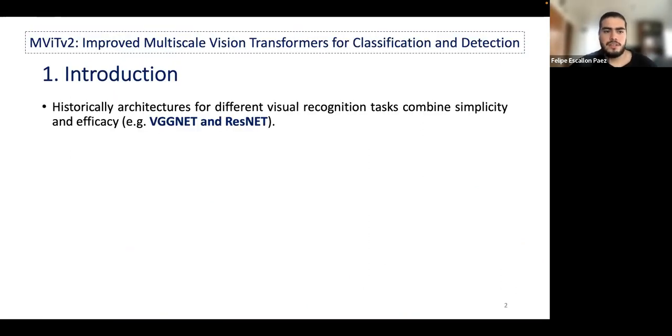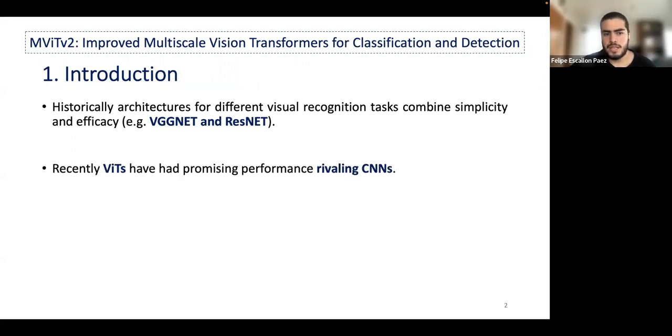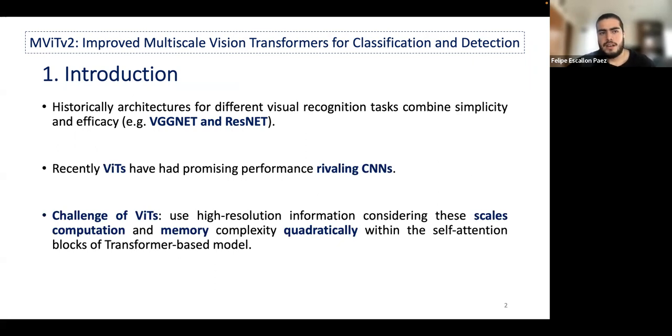So as we all know, historically there have been architectures, mainly CNNs, that take all the recognition tasks, object detection, classification, segmentation, and that have simplicity and efficacy. Nowadays, the vision transformers have had a promising performance revolving these methods, but they have a big challenge, that is that they need high resolution information considering the task that they have to solve.